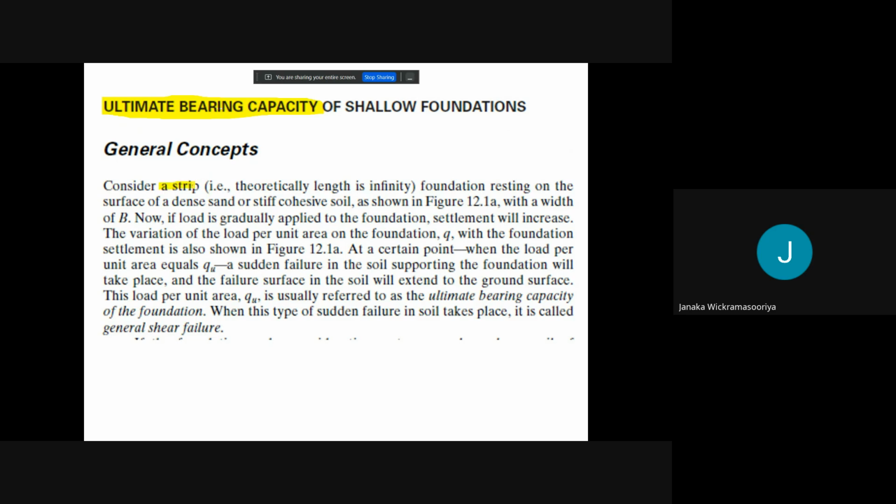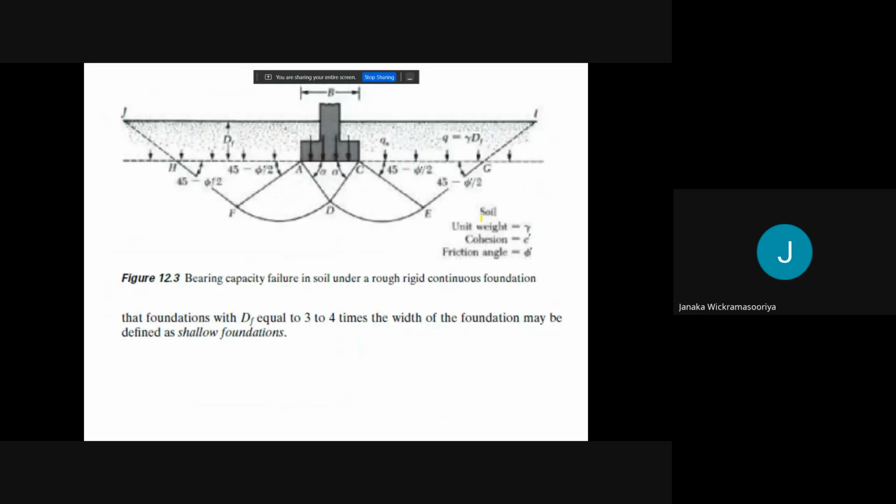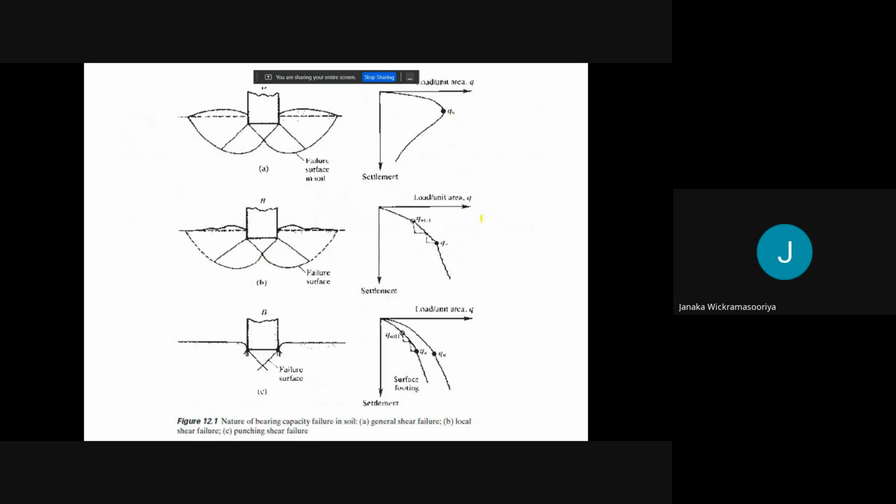Consider a strip. Theoretically, length is infinite. Right? Length is infinite theoretically, but practically that is not. That foundation resting on the surface of a dense sand or stiff cohesive soil, as shown in figure 12.1a. That is this one.